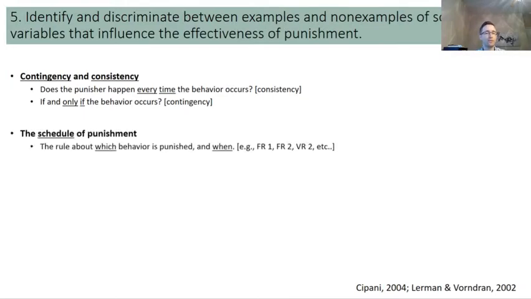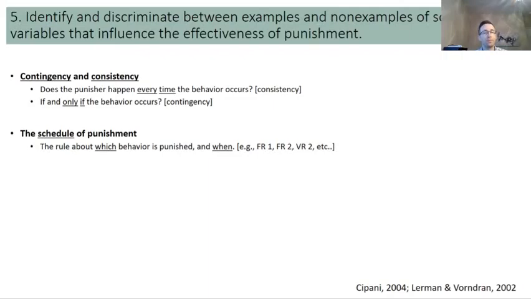Okay, so the schedule of punishment is the rule about which behavior is punished and when. FR1 means that every time the behavior occurs, the punisher is delivered. FR2 is every 2 times the behavior occurs, the punisher is delivered. VR2 means on average, every 2 times the behavior occurs, the punisher is delivered.